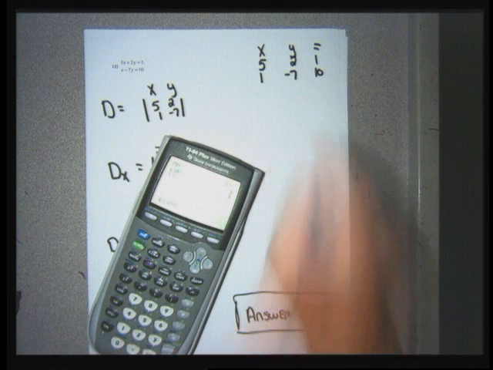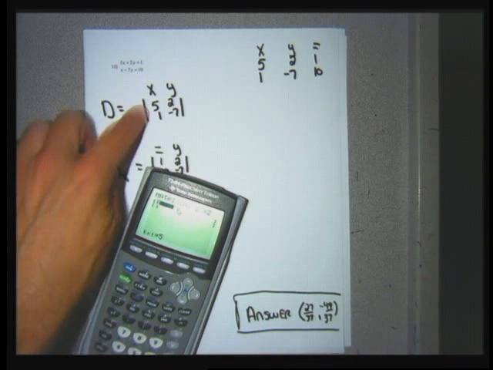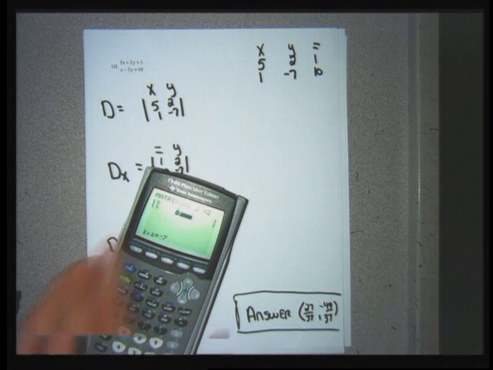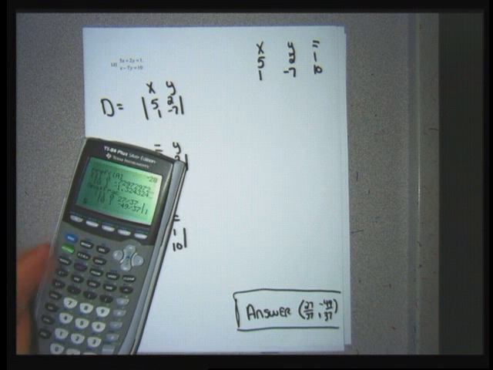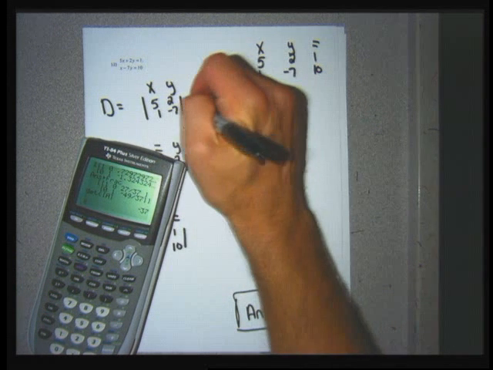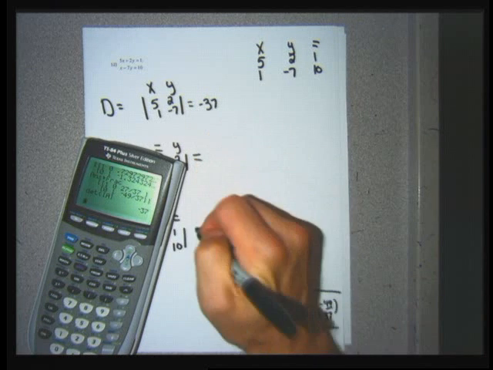They're all 2 by 2 matrices. So I'm going to enter the 2 by 2 matrix here. I'm going to go 5, 2, 1, negative 7. Have the matrix in best I can. Then second quit, second matrix math, DET, second matrix names, so I get DETA. When I do DETA, I get the number negative 37. That's one of the 3 determinants I need to compute.